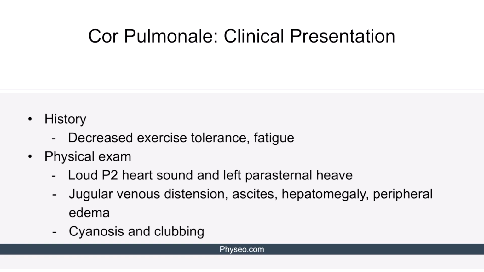Cor pulmonale commonly presents with decreased exercise tolerance and fatigue. On physical exam, a loud P2 heart sound is detected due to high pulmonary vascular pressure. Left parasternal heave is caused by concentric right ventricular hypertrophy due to increased right ventricular afterload. Right-sided heart failure will manifest with jugular venous distension, ascites, hepatomegaly, and peripheral edema due to backup of blood in the systemic veins. Finally, chronic lung disease underlying cor pulmonale can induce cyanosis and clubbing.